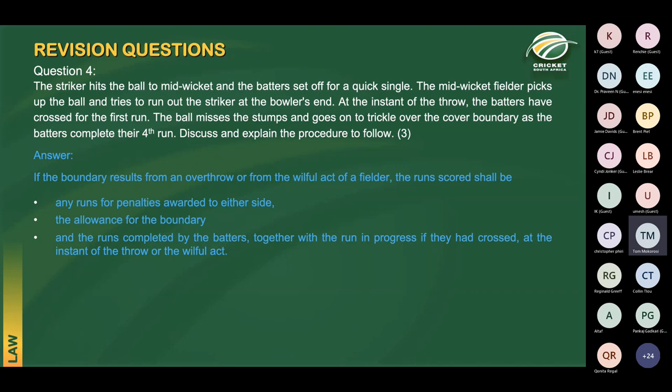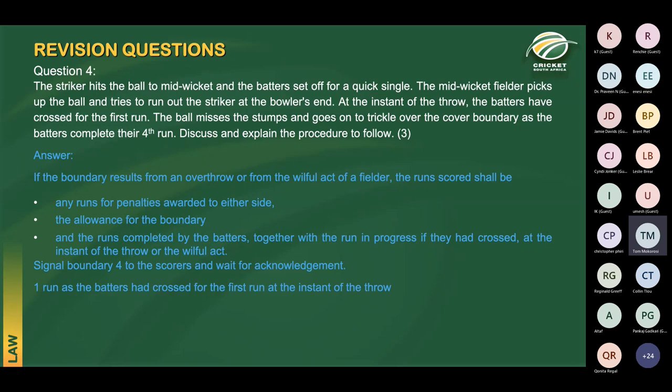So we need to signal boundary four to the scorers and wait for the acknowledgement. One run accrues for the batters because they had crossed for the first run at the instant of the throw. So a total of 5 runs will be added to the striker's score and also the batting team's score. But we're not signaling penalty runs, obviously.